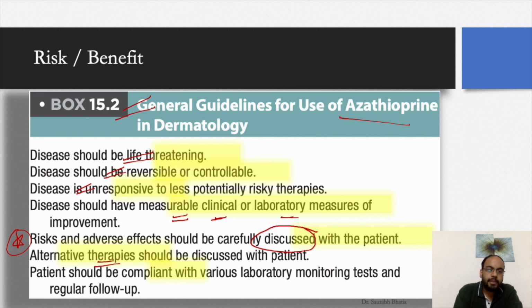Now, patients should be compliant with various laboratory monitoring tests. Subsequently we will discuss how to monitor patients on azathioprine, and the patient should be compliant. They should be willing to get regularly tested so that we may know if Azoran is causing any kind of side effects.